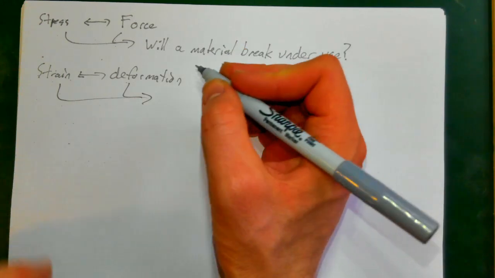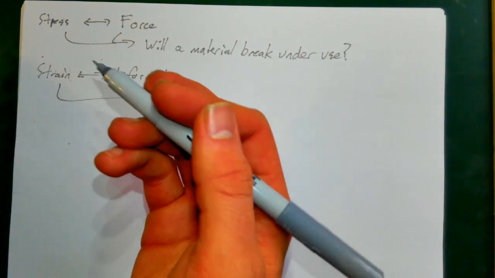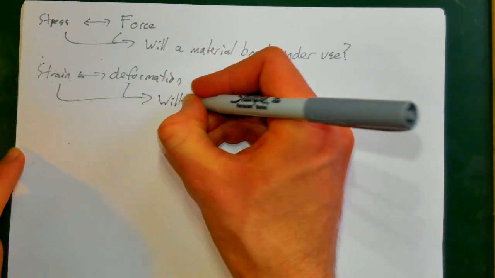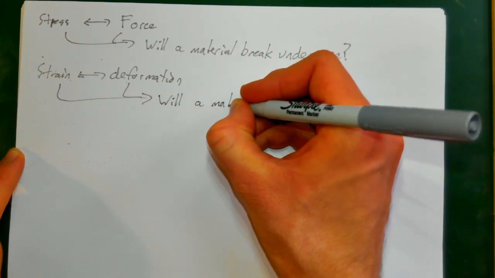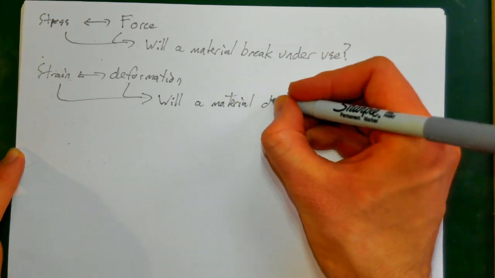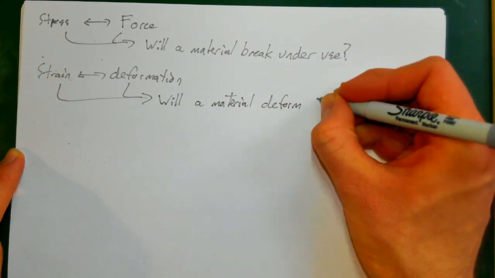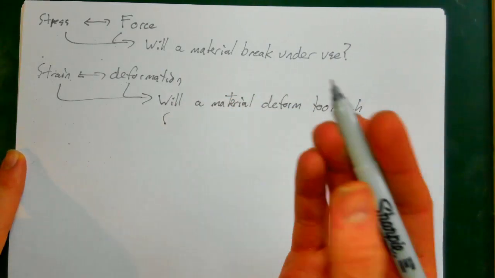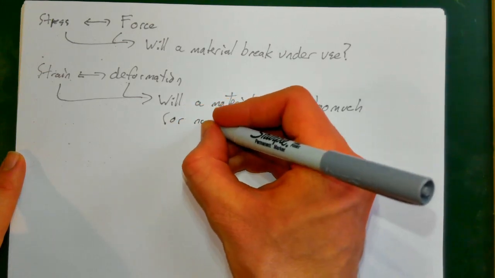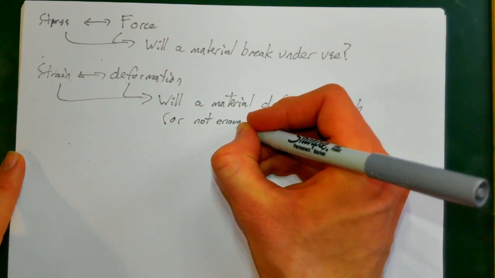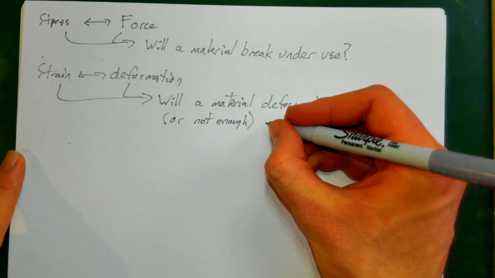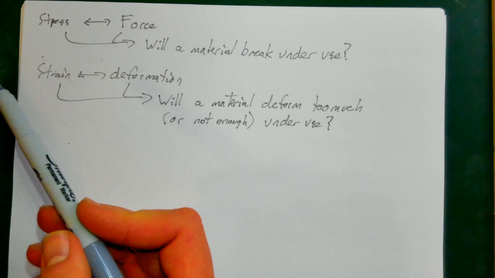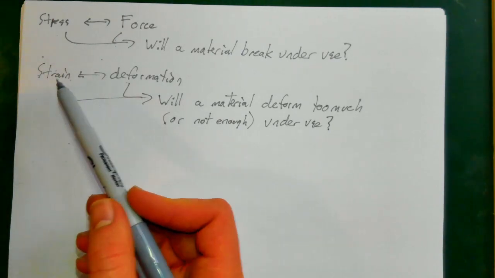As a design engineer, okay, maybe this material didn't break, but did it deform too much? So will a material deform too much? Or maybe in some contexts we want that deformation, or not enough, under use. So this has important considerations.